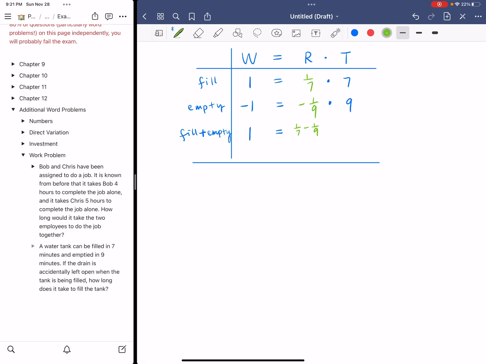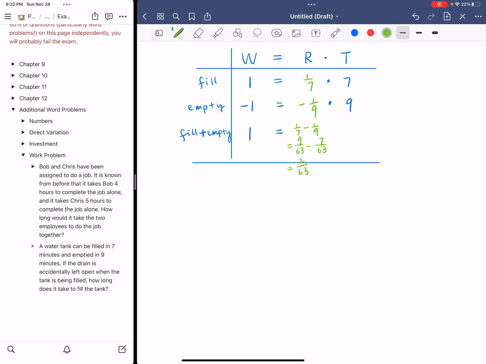So if you calculate this, 1 over 7 minus 1 over 9, it's going to give you 2 over 63. And some people might wonder how I calculate that. So let's actually do that. The least common denominator is 63 for both of them. For the first, I multiply both the top and bottom by 9. So that's 9 over 63. The second fraction, I multiply both the top and bottom by 7. So it's 7 over 63. And that's why I got 2 over 63.